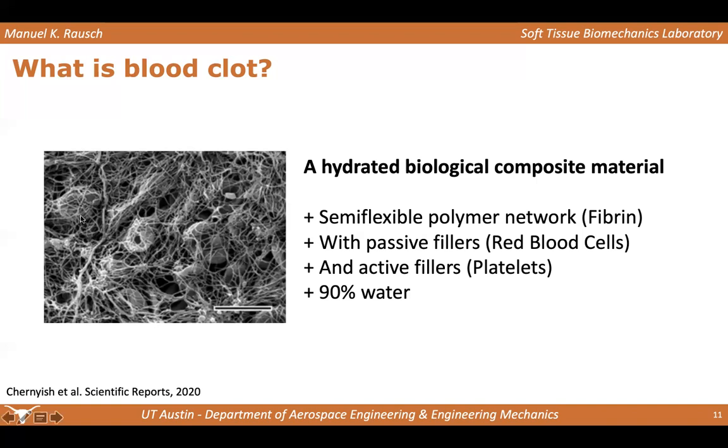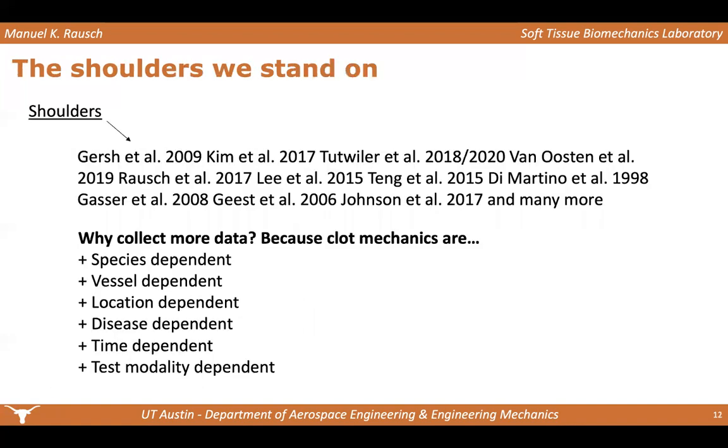What you also see are these blobs here, and they are red blood cells. They essentially act like passive fillers in this hydrated composite material. And then there are also active fillers called platelets, and these are pseudo cells. They're not really cells because they don't have nuclei, but they have a membrane and they can get activated. They have a contractile apparatus that tensions the whole web. And then, of course, a lot of water. So it's a pretty complicated composite material. When I speak about blood clot mechanics, there are of course shoulders of giants that we stand on.